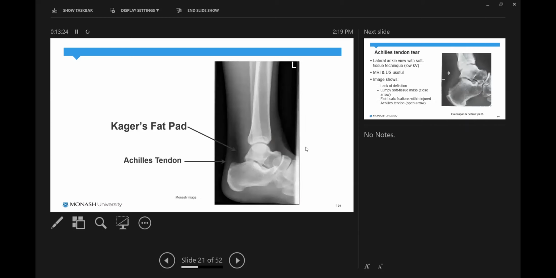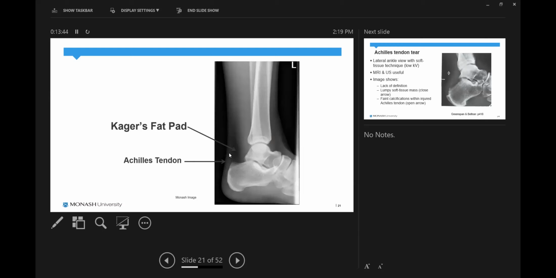Now the soft tissues around the ankle, it will just show you damage to the soft tissue. It can give you an indication of the severity of the injury, but for example, if the Kager's fat pad is affected, it does not mean that there is a definite fracture.